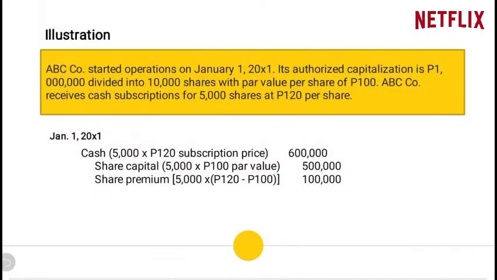So here is an illustration. ABC Company started operations on January 1, 20X1. Its authorized capitalization is 1 million pesos divided into 10,000 shares with par value per share of 100 pesos. ABC Company received cash subscriptions for 5,000 shares at 120 pesos per share. So it is computed as follows.